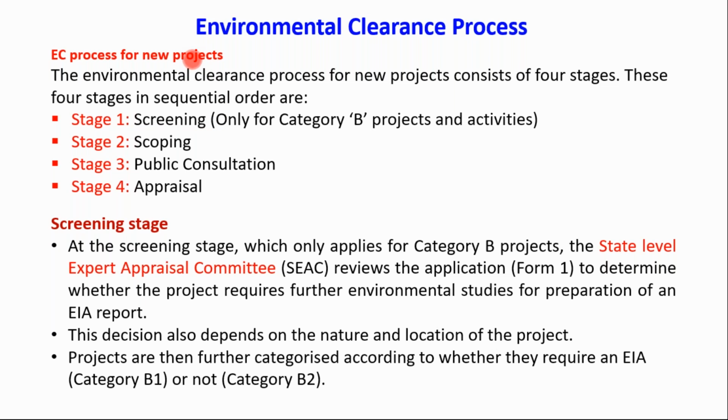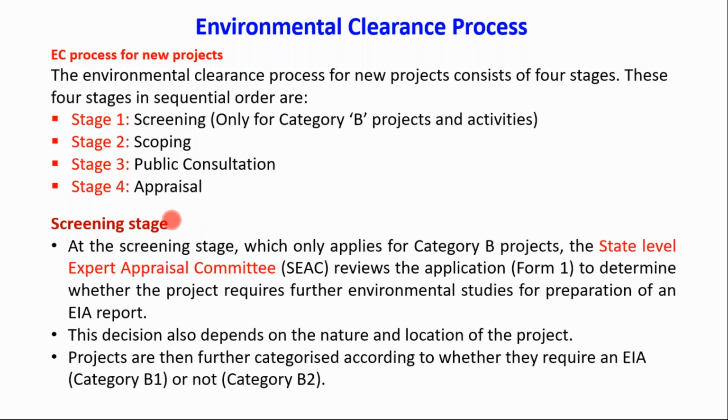The environmental clearance process for a new project consists of 4 stages. Stage 1 is screening, stage 2 is scoping, stage 3 is public consultation, stage 4 is appraisal. This screening, that is stage 1, is only for category B projects and activities. Category B, we know, are less size and less cost projects which can be sanctioned at state level only. So what exactly is this screening stage?